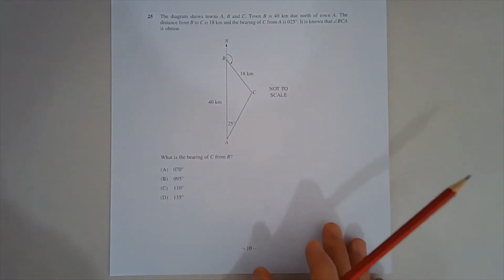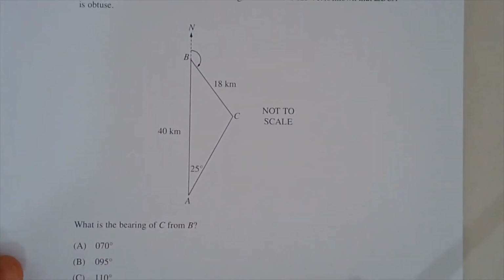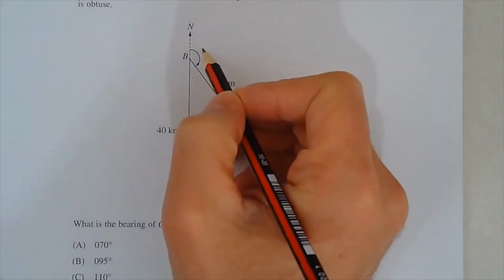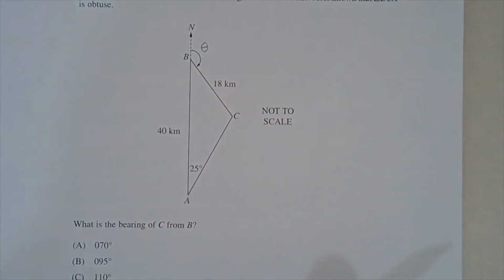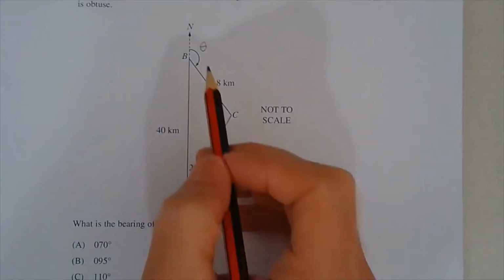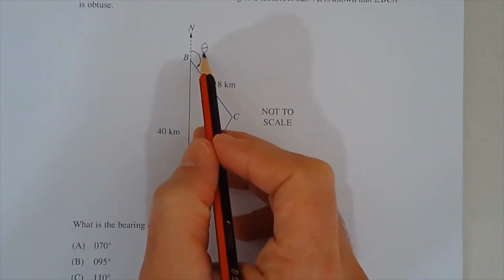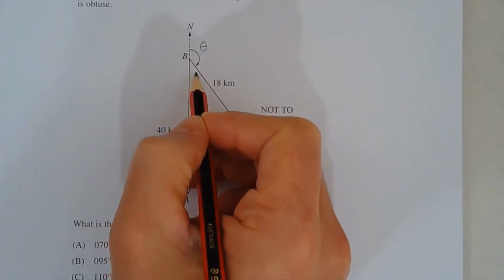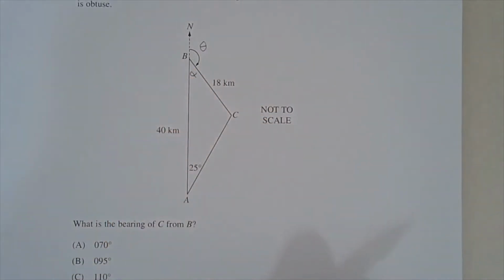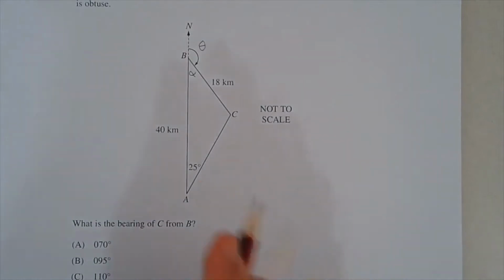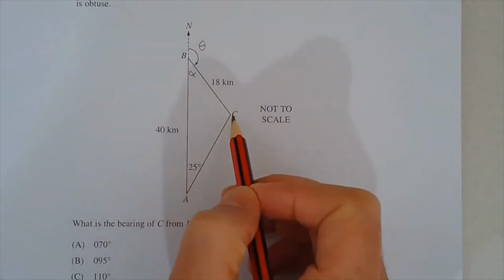I'm just going to zoom in on this question, and on the diagram in particular. We want the bearing of C from B. In other words, this is really the angle that we want. To find this angle theta, we really need to find this angle alpha here. But in order to find angle alpha, we need angle BCA.